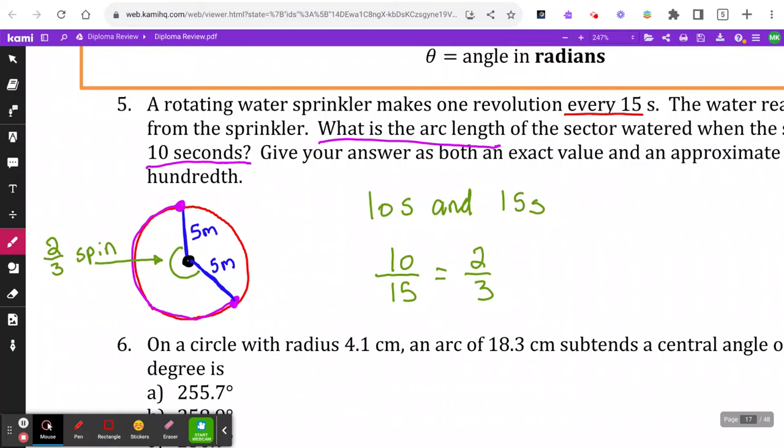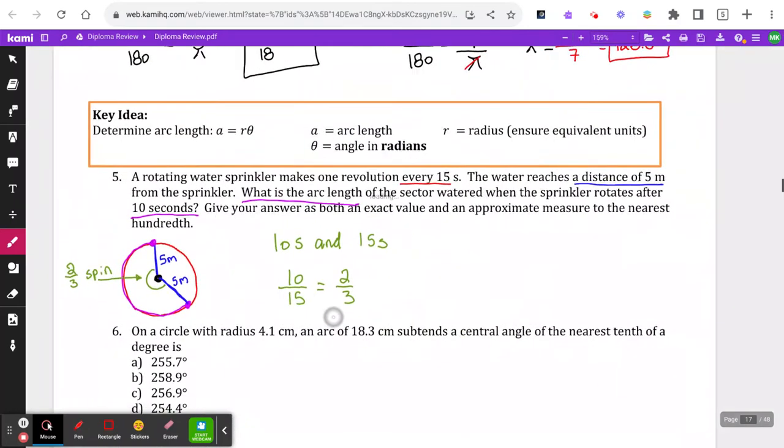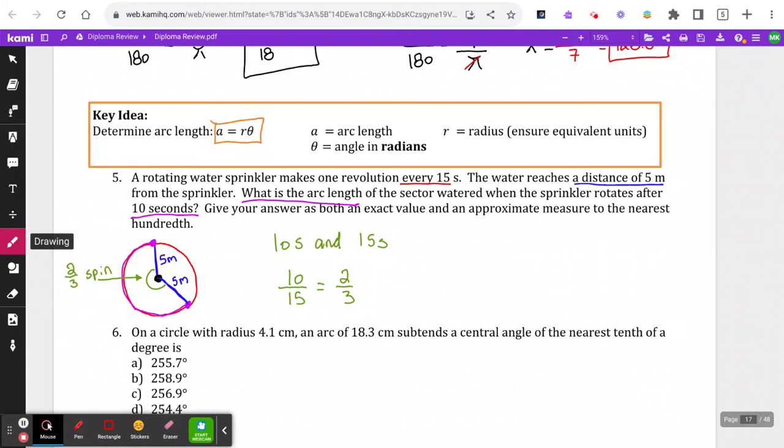Okay, our goal is to figure out arc length, which is this purple distance. Anytime you want to figure out arc length, you're going to use your arc length formula. It is right above you. It is on your formula sheet. So the arc length is up here. That's the arc length equals the radius times the angle. Angle must be in radians. We don't currently have an angle. 2/3 is not an angle. I'm saying I've done 2/3 of a rotation. I'm not saying the angle is 2/3.